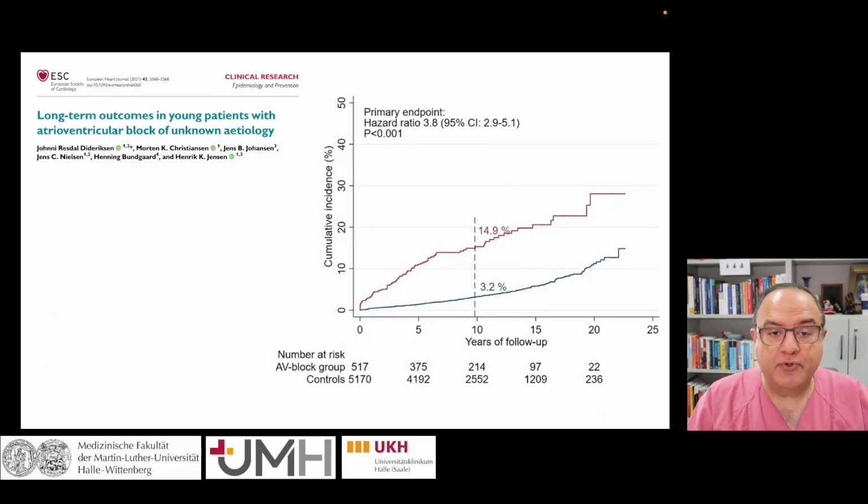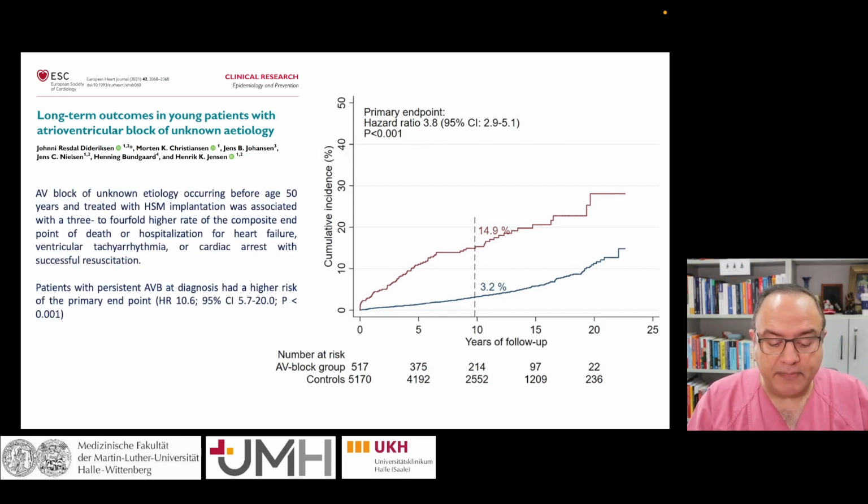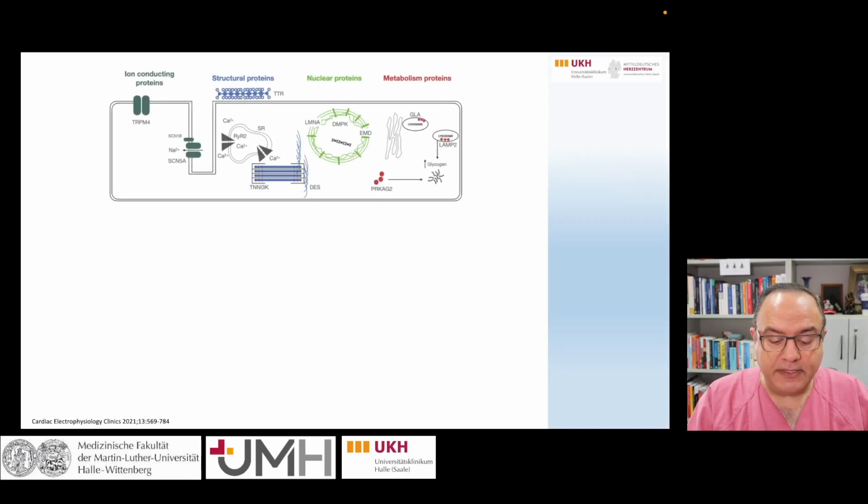This is a very important study which showed that patients with AV block younger than 50 with pacemaker have a worse prognosis compared to the other patients, especially in patients like our patient, who has persistent AV block. What is the reason? And here is the reason.